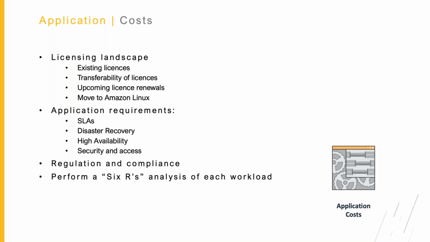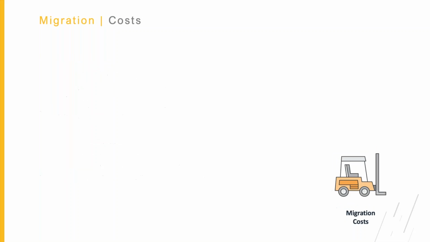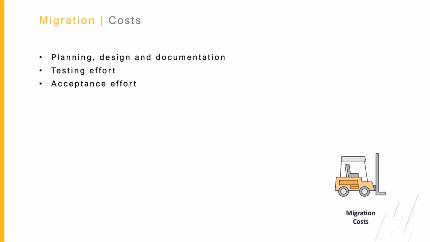But we also perform the 6 R's on each of these workloads, and I promise I will get to what the 6 R's are. Then you've got the considerations of the actual migration itself: the planning, design, documentation, duplicate environments, and the actual data migration. So your cutover and rollback plans.